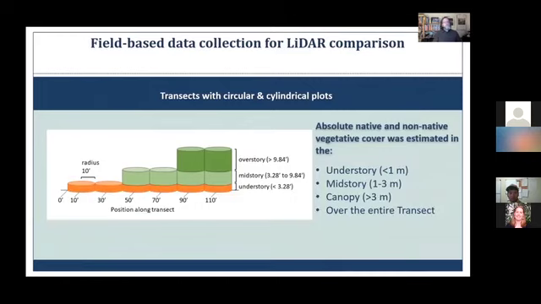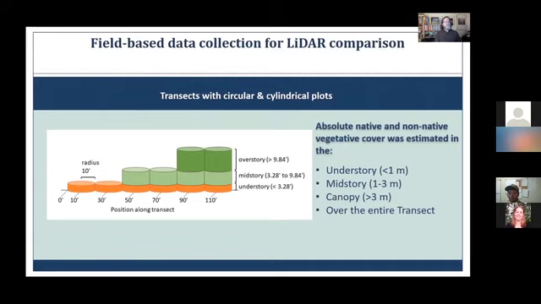For the pilot study, we coupled field data collection along transects with the LiDAR data. We used a line transect with circular plots established at regular intervals, basically a 10-foot radius circular plot established every 20 feet along the transect. Then the circular plot was extended vertically to create a cylindrical plot to get at canopy density or canopy cover at different vertical layers.